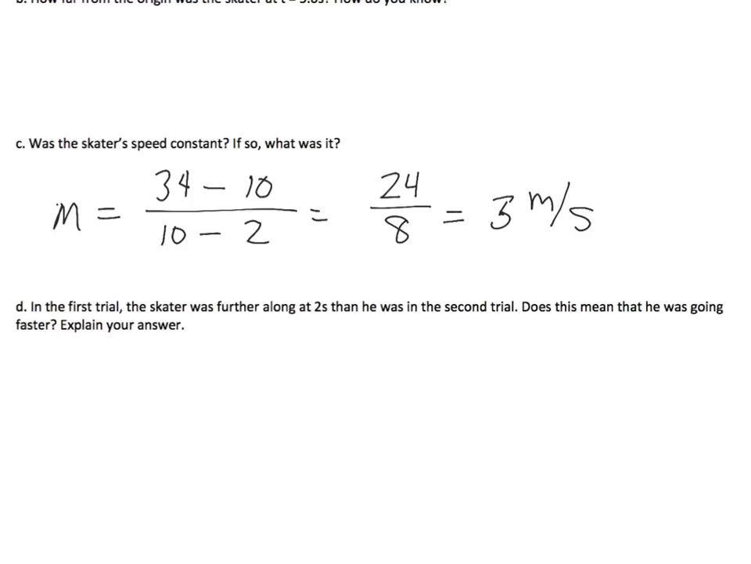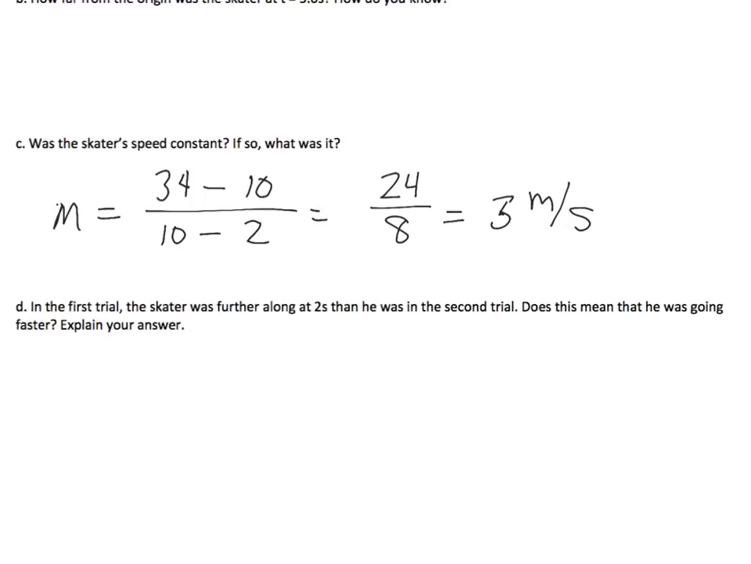Could we explain or answer it specifically? Well, we had the slope in each case. This time it was 3 meters per second. The previous time it was 2 meters per second. So that would be some great evidence to use for that.